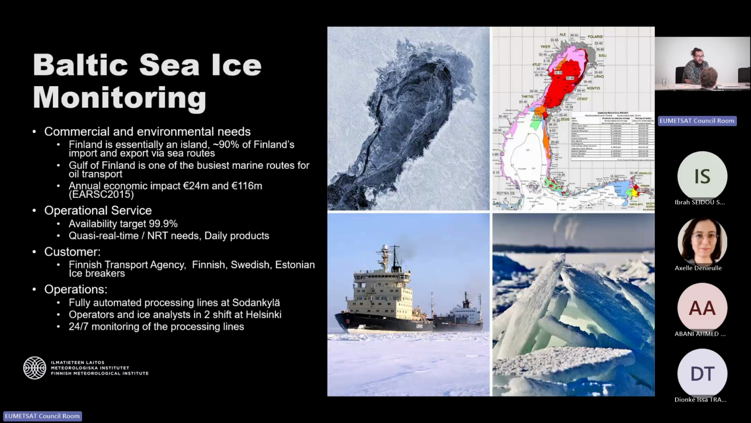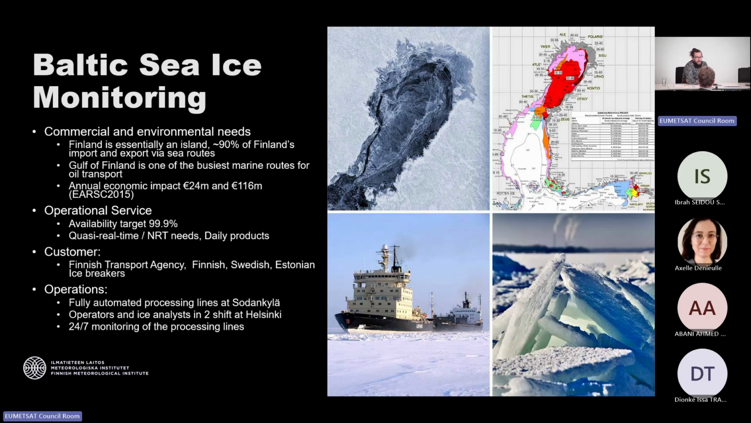Okay, and then a totally opposite thing. So going to the winter and the Baltic Sea ice monitoring. Finland is basically an island because 90% of our import and export goes via sea routes, and the sea around Finland freezes every year, more or less. We have a lot of icebreakers that try to keep our harbors open, and we are providing satellite images for the icebreakers so that they know where to go and assist.